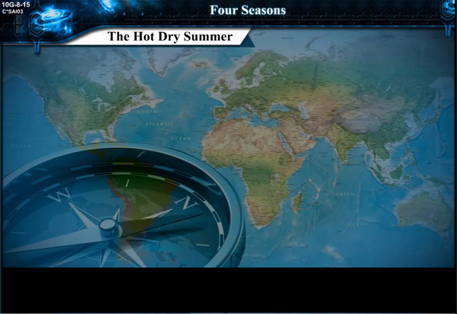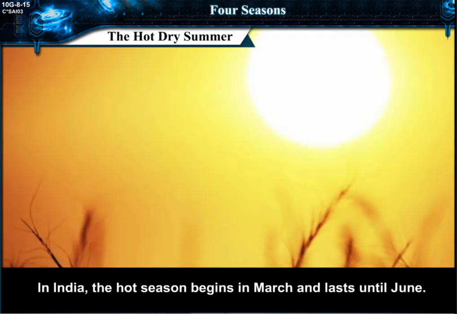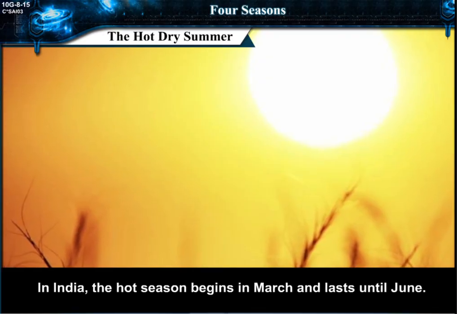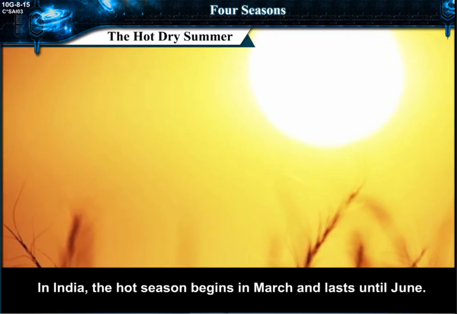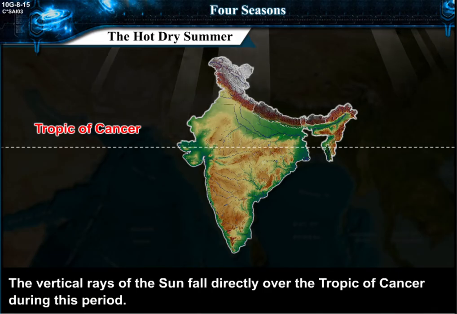1. The hot dry summer. In India, the hot season begins in March and lasts until June. The vertical rays of the sun fall directly over the Tropic of Cancer during this period.